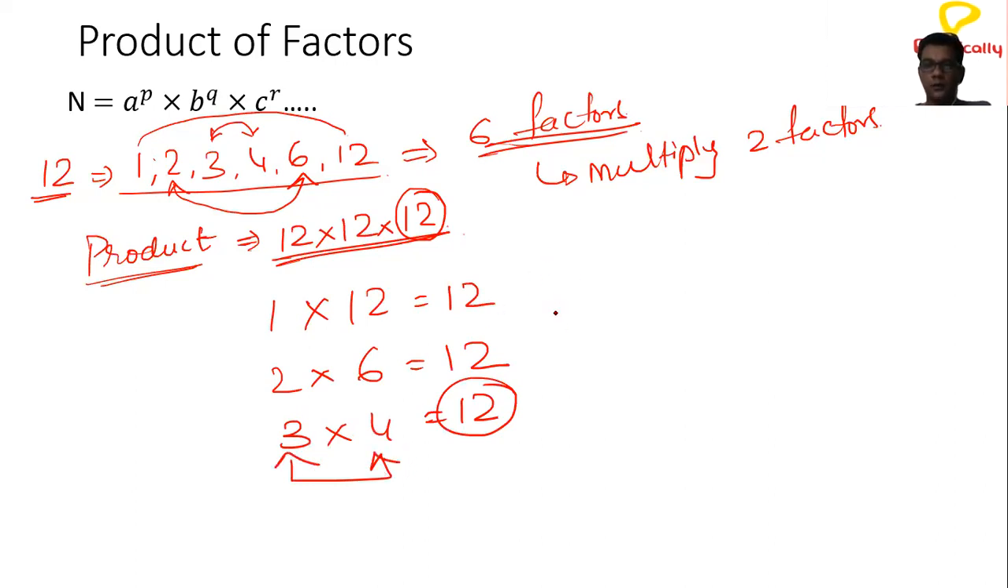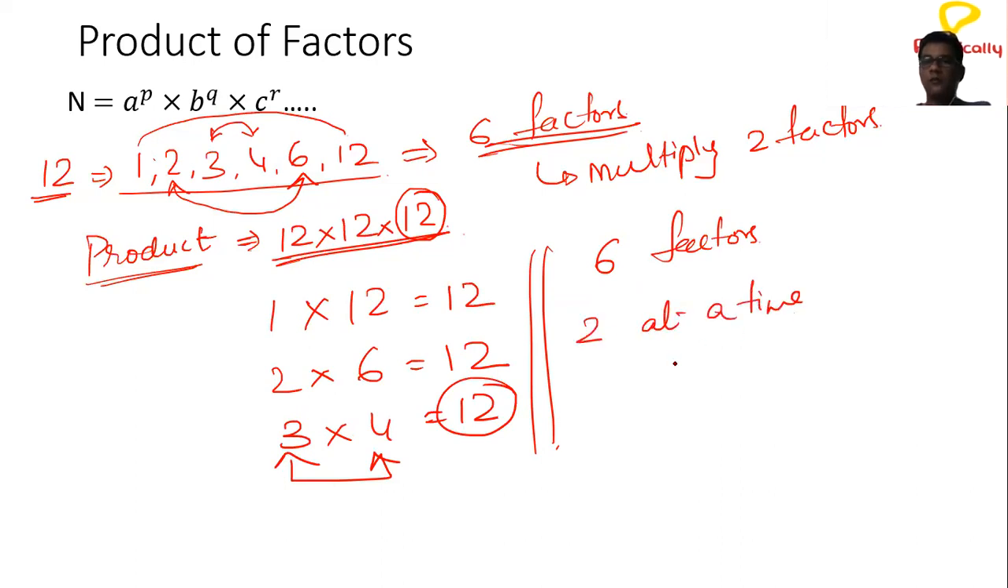So now here is a question for you which you can answer in your mind. If there are 6 factors, and if you are taking 2 factors at a time, how many times can you take?